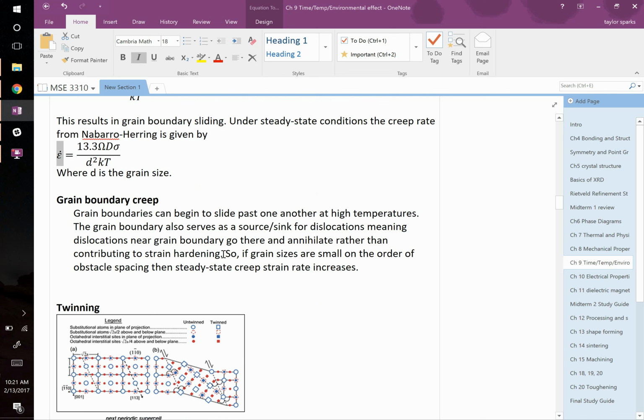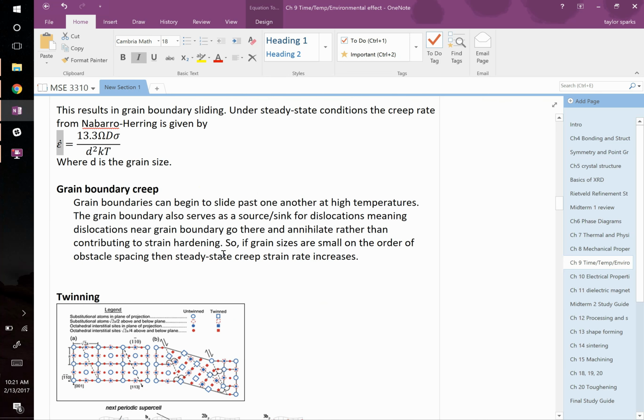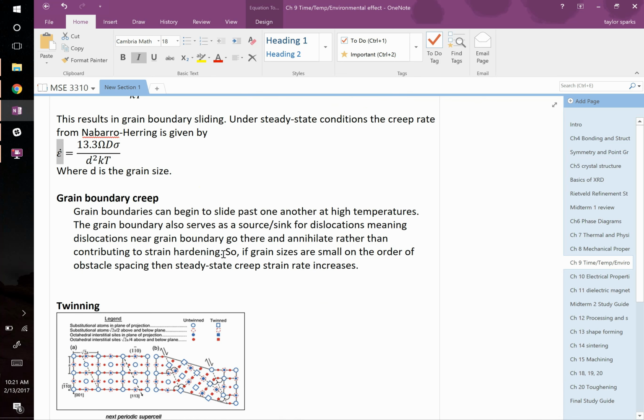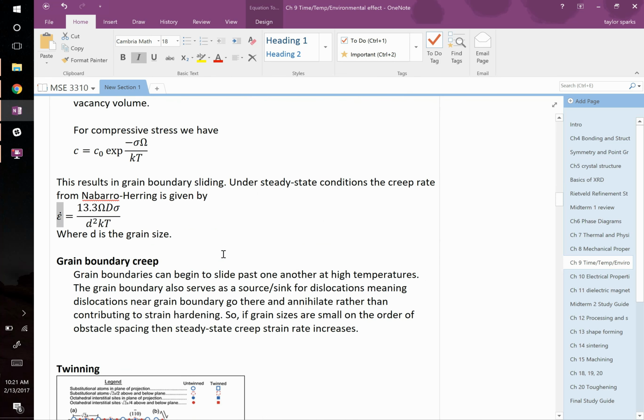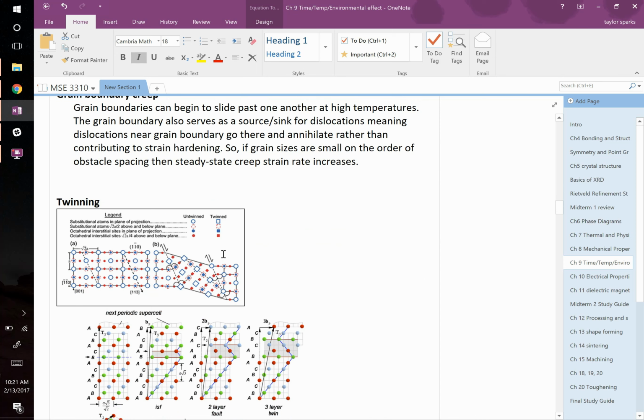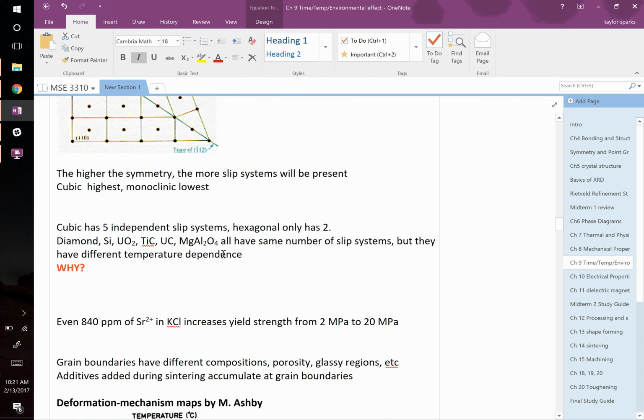There's also grain boundary creep. So you're applying a constant load, you've got grains. They can start to slide past one another or change rotations a little bit. So even without diffusion, you could go from this picture to that picture if these grains are able to slide past one another or rotate a little bit. So that's another mechanism in ceramics that can happen. Okay. There's twinning, which we talked about in 2010.